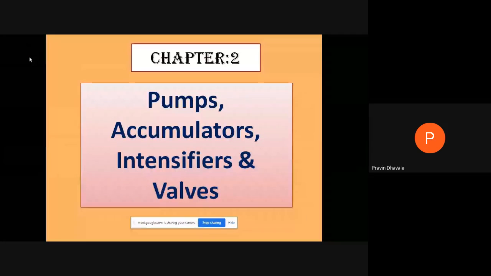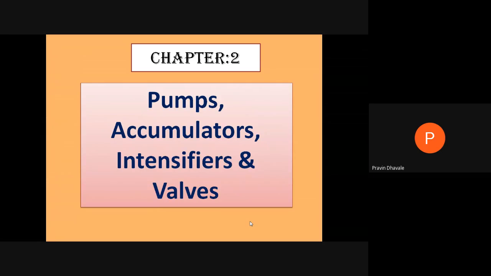In the last lecture, we already started the second chapter, that is the pump, accumulator, intensifier, and valves. As far as pump is concerned, these are mainly the hydraulic pumps. And what is the main function of the pump? The pump is utilized to use mechanical energy in order to convert it to fluid pressure energy. Means by using the pump, we can convert mechanical energy into hydraulic energy or fluid pressure energy.